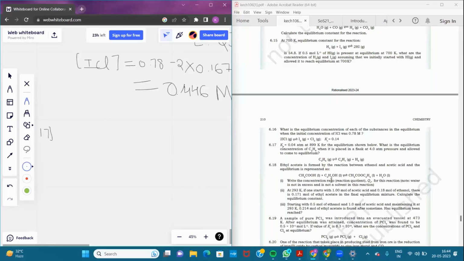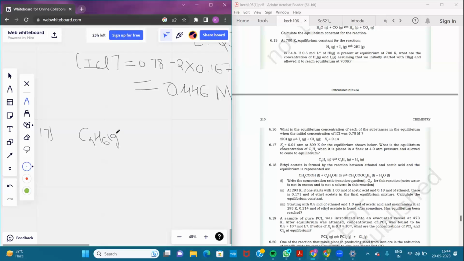Kp is given as 0.04 atmospheres. What is the equilibrium concentration of C2H6 when it's placed in a flask of 4 atmosphere pressure and allowed to come to equilibrium? That is, the initial pressure of C2H6 was given. Similar to concentrations, we can subtract the pressure as well.